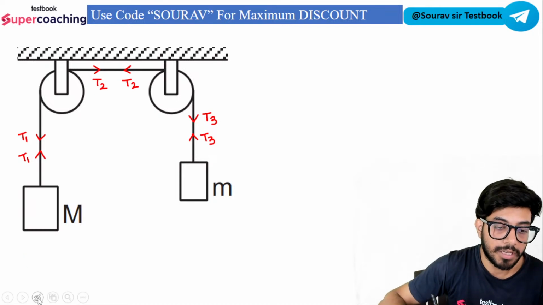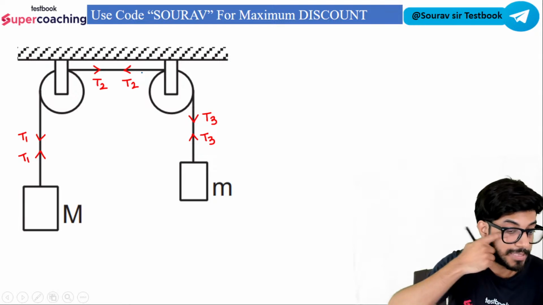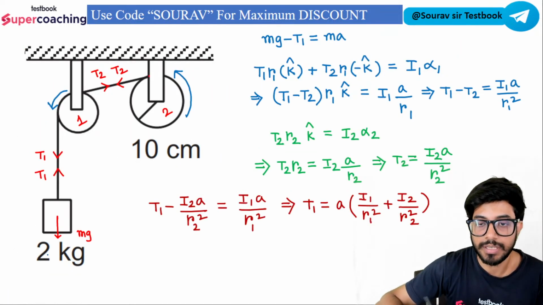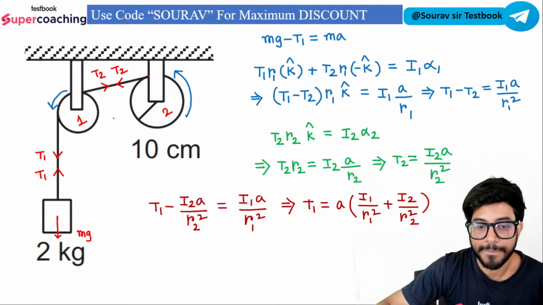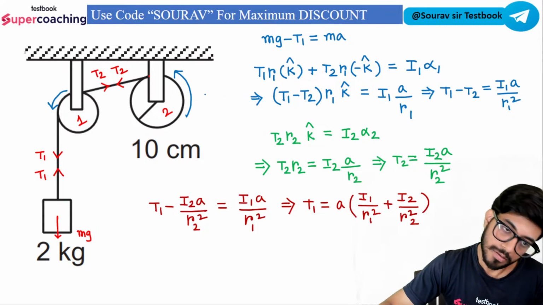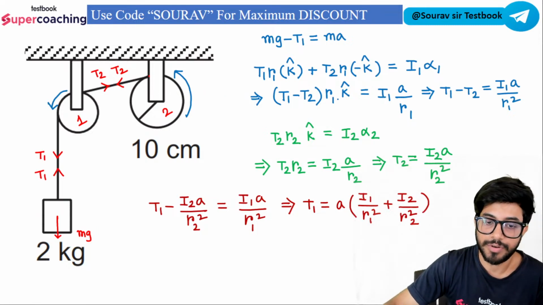Now you just write down the equations of motion. The acceleration will be the same of all the blocks. Actually, here I need to write one more thing: the acceleration A is equal to alpha into R1, that is alpha 2 into R2.